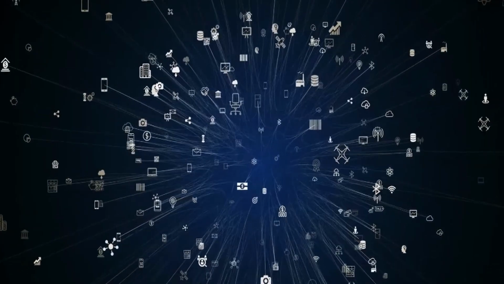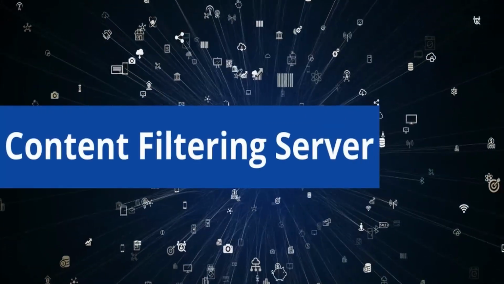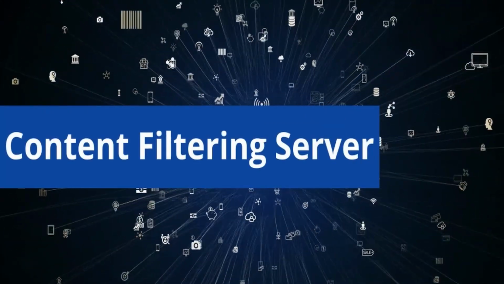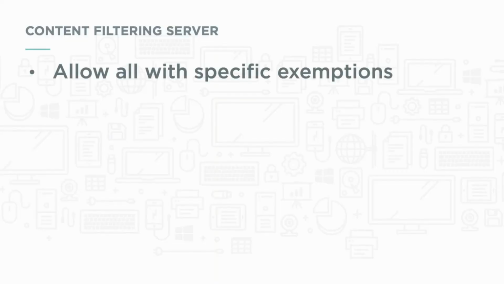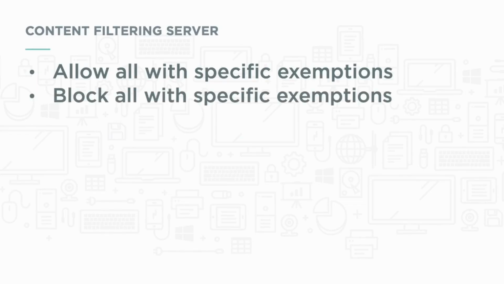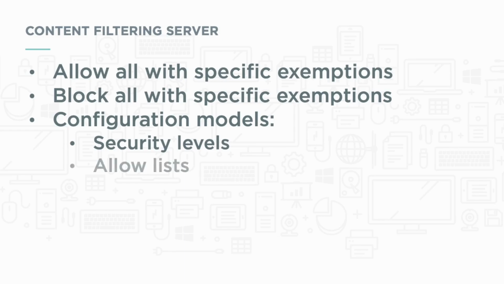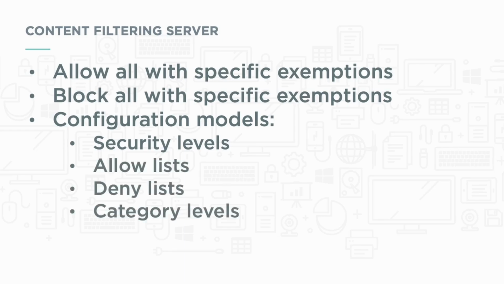Let's start with content filtering servers. Content filtering servers typically have one or two configurations. Either you allow all content except for what you decide to ban, or you block all content except for what you decide to allow. These controls are implemented through security levels, allow lists, deny lists, and category levels.